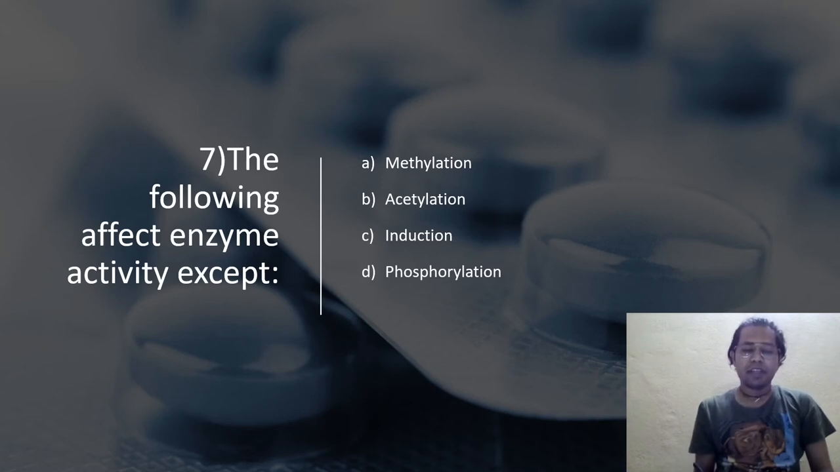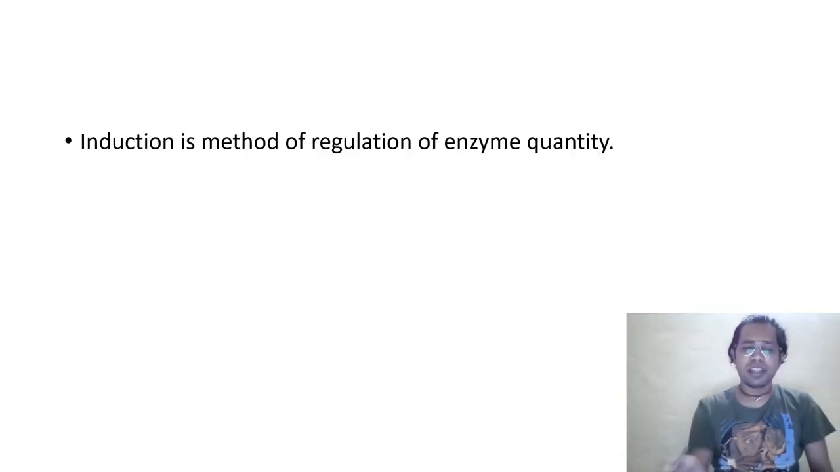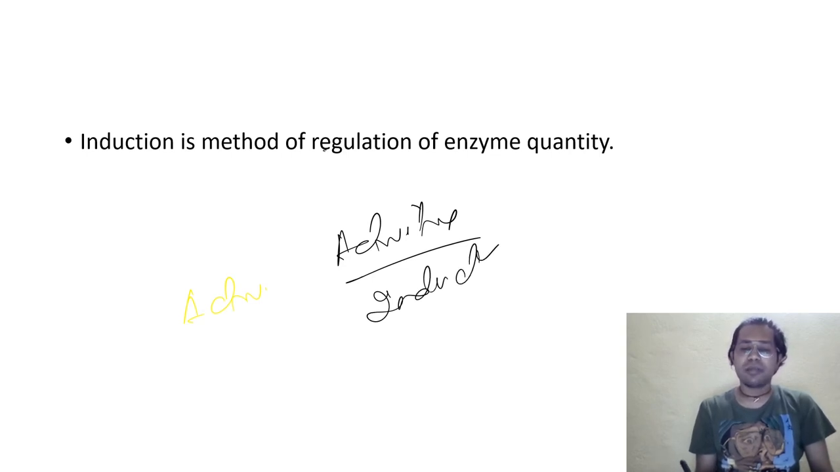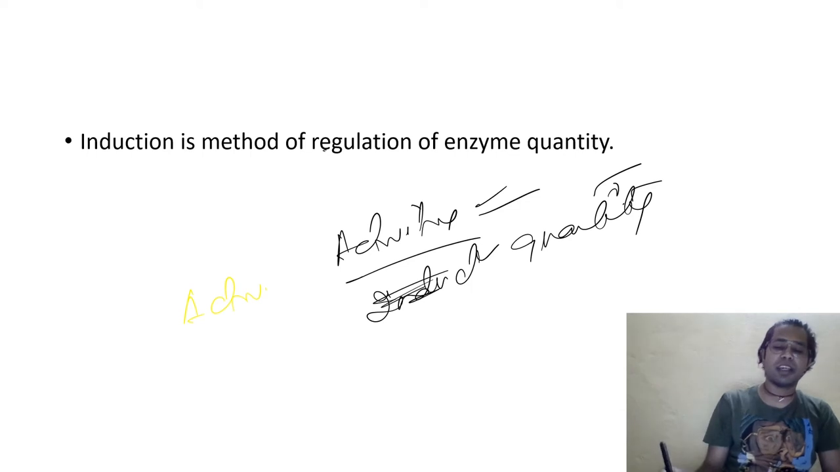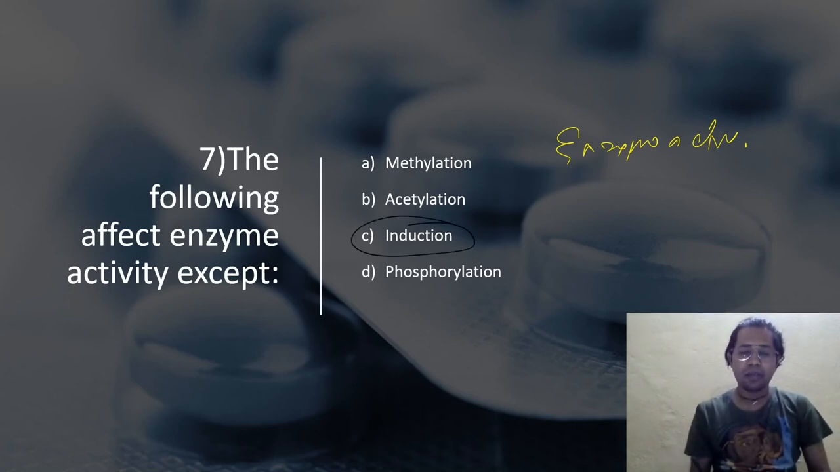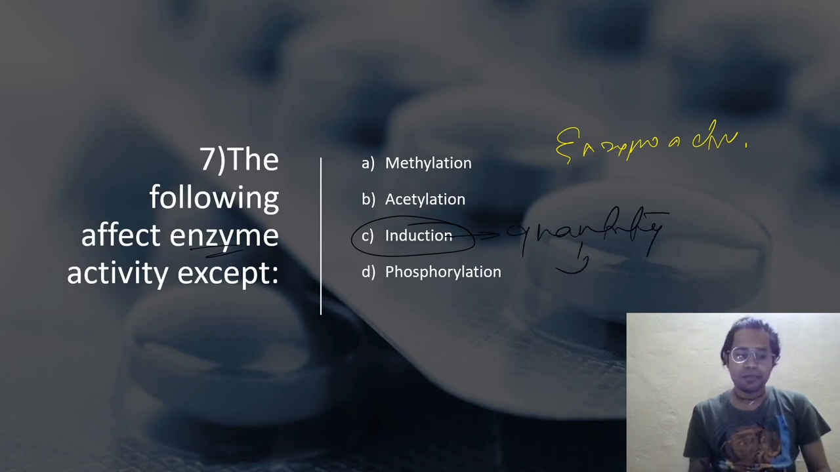The following affect enzyme activity. So enzyme activity ek hai. And let's see what is the explanation given. Induction. Ek hai enzyme induction. Okay. Induction is the enzyme quantity. Sorry. Quantity measure करने का अलग है, activity measure करने का अलग है. Induction is a method of regulation of enzyme quantity. तो यहाँ पे एक option दिया है, induction. It is not about activity, but it's about quantity. ठीक है, quantity में आपको आएगा induction. ठीक है.